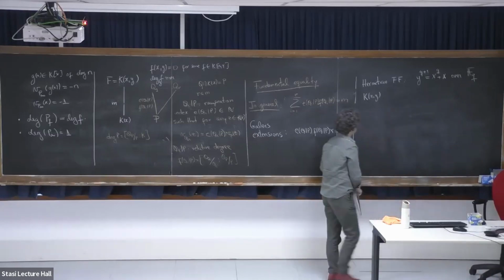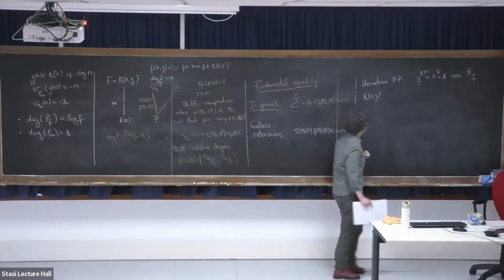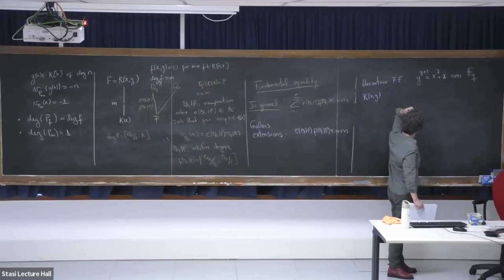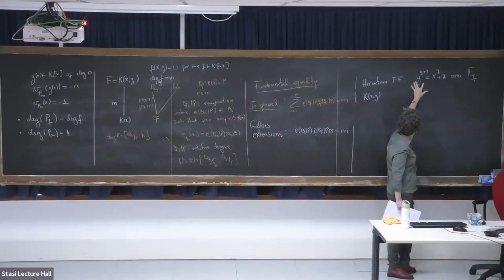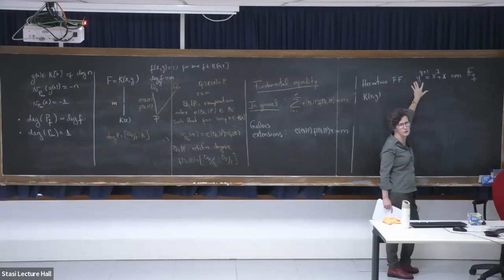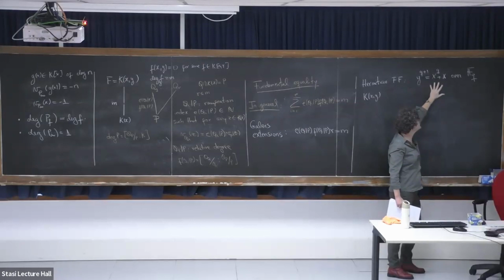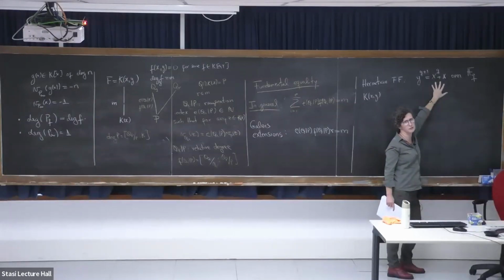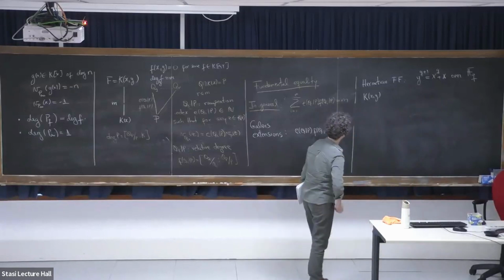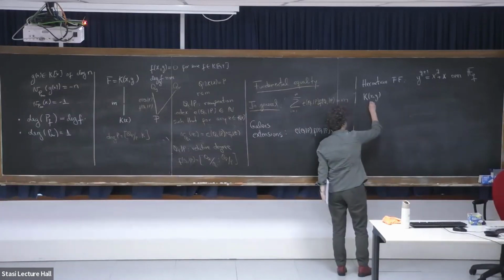Okay. So for the ones who have studied a little bit of field extensions, you see, this is just the norm from F_{q^2} to F_q. This is the norm. And this is the trace function from F_{q^2} to F_q. So this is how we define the Hermitian function field.